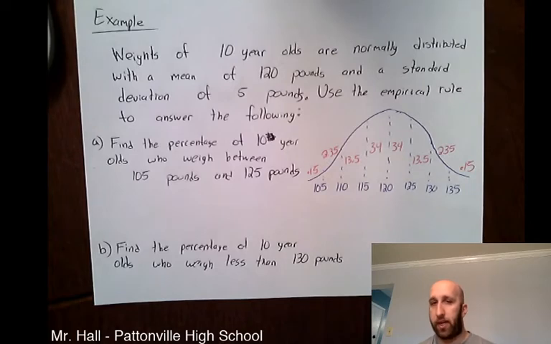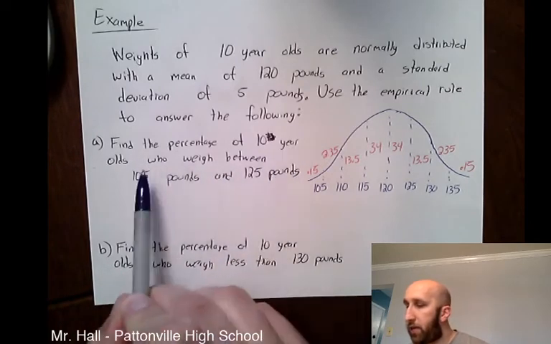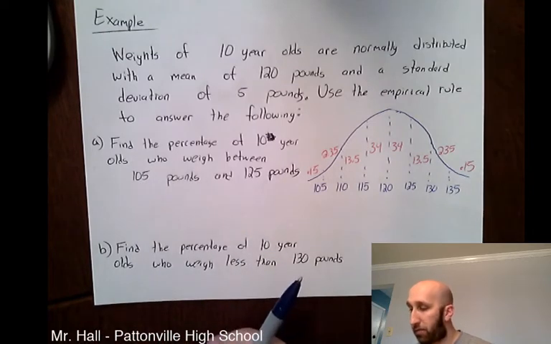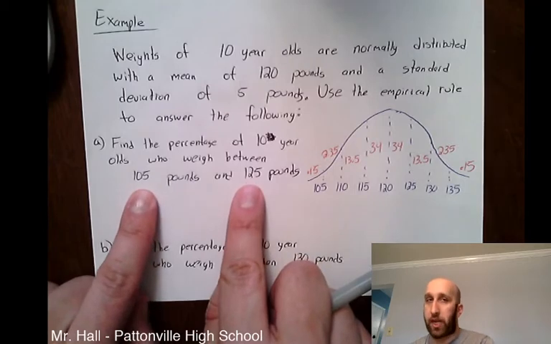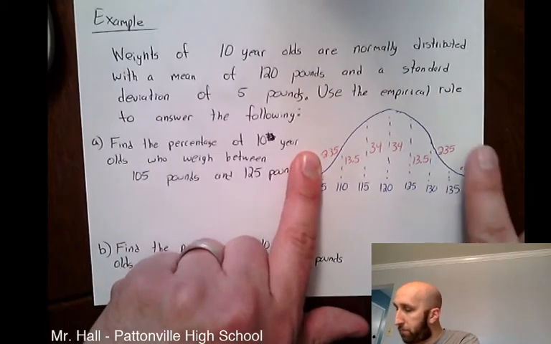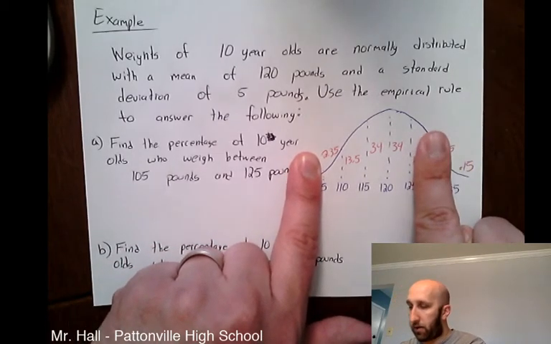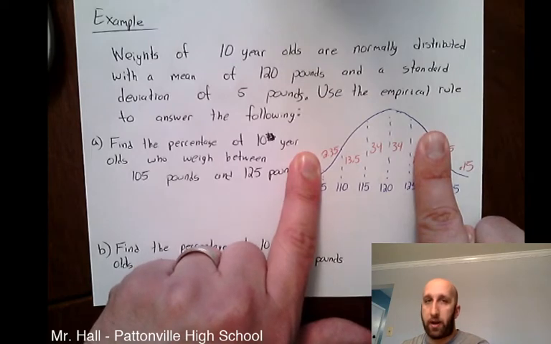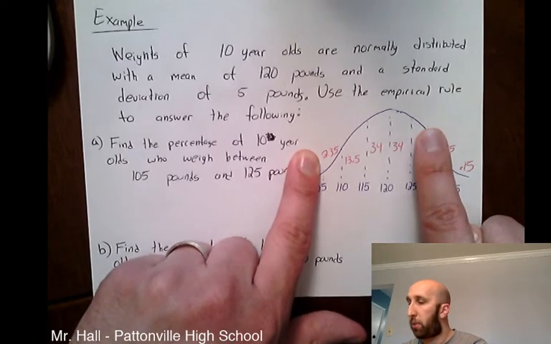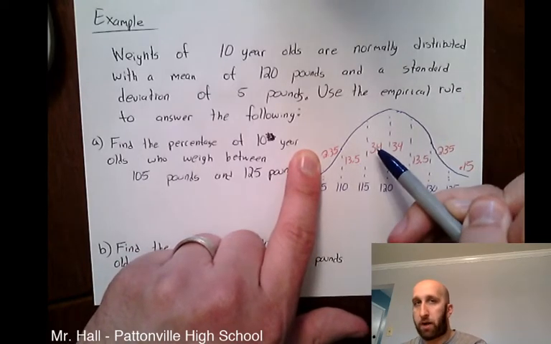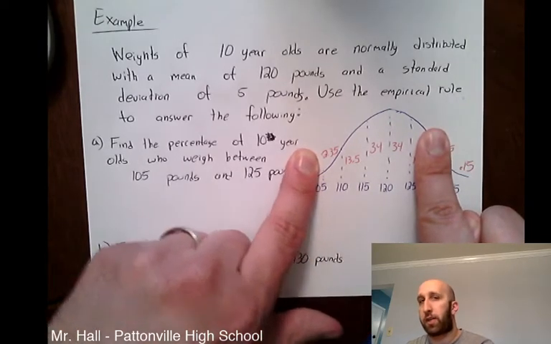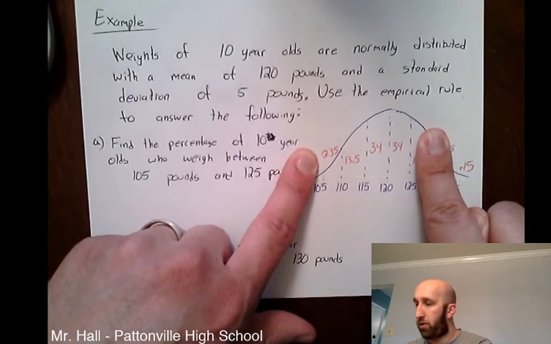So a little bit of building to get here. I need to find the percentage of 10-year-olds who weigh between 105 pounds and 125 pounds. So I'm only curious about the sections from 105 to 125. So 105 starts here, 125 is all the way up here. So I need all of that area in between from 105 to 125. That means I need this 2.35, I need this 13.5, I need this 34, and I need this 34, and then we stop.